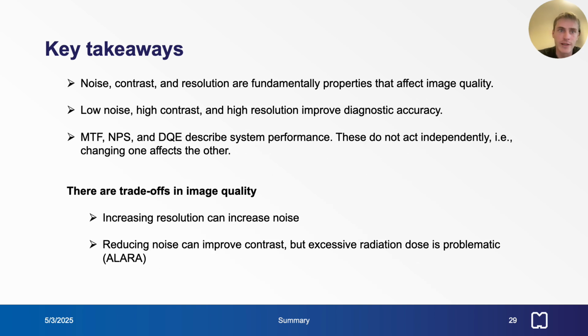Some final key takeaways are that noise, contrast, and resolution are fundamentally properties that affect image quality. Low noise, high contrast, and high resolution improve diagnostic accuracy. The modulation transfer function, noise power spectrum, and detective quantum efficiency describe system performance. These do not act independently, so changing one can affect the other. So there are trade-offs in image quality. Increasing resolution can increase noise, and reducing noise can improve contrast, but excessive radiation dose is also problematic.